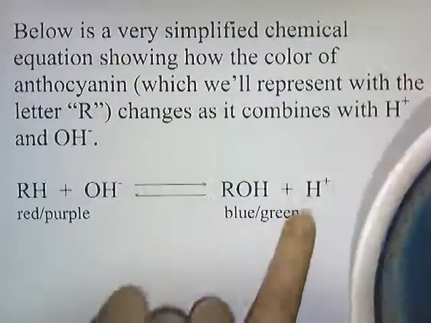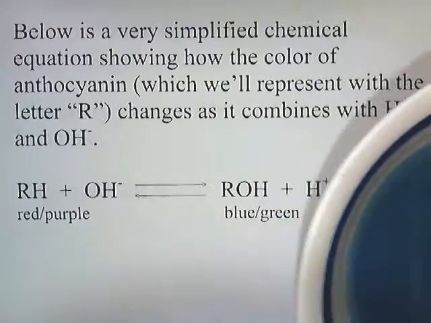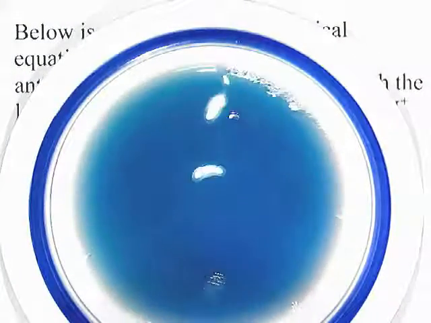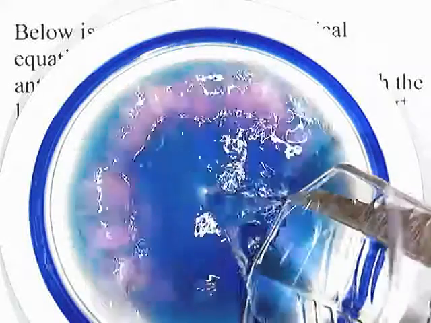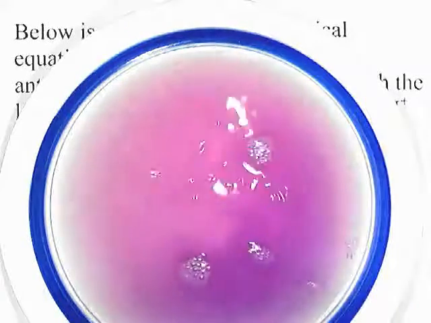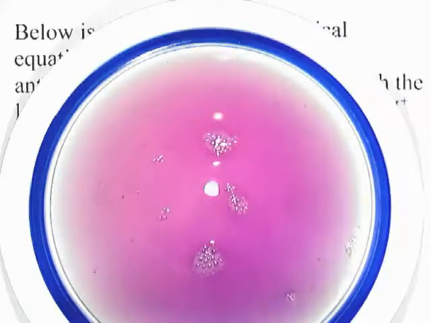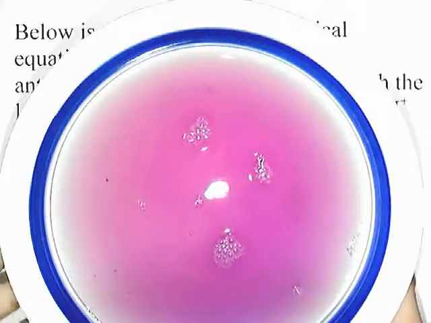And I can shift it back again by just adding more H+. And I can just keep doing this ad nauseum. So if I add some more of this stuff, see, I shifted the equilibrium back again. All right, and I can just keep doing this back and forth, but my bowl is starting to get kind of filled up.